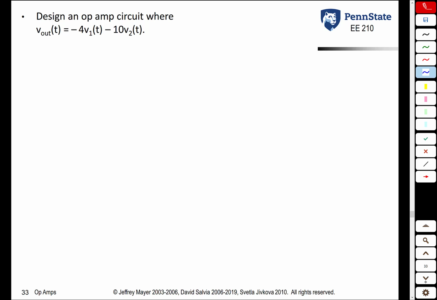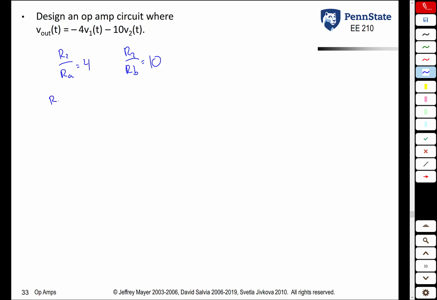So let's do an example. Let's design an op-amp circuit where V out is negative 4V1 minus 10V2. So imagine you have two input signals, V1 and V2, you want to mix together. And we want to amplify the first one by 4 and the second one by 10. Basically, we want the ratio of R2 to RA to be 4, and we want the ratio of R2 to RB to be 10. So we have an infinite number of choices we can choose.